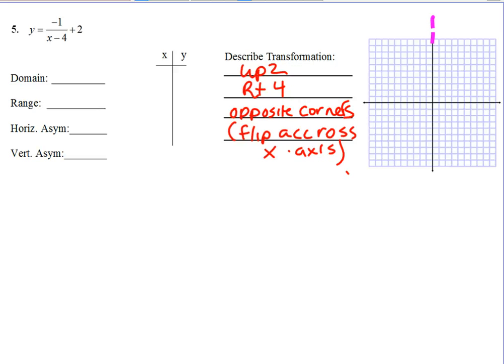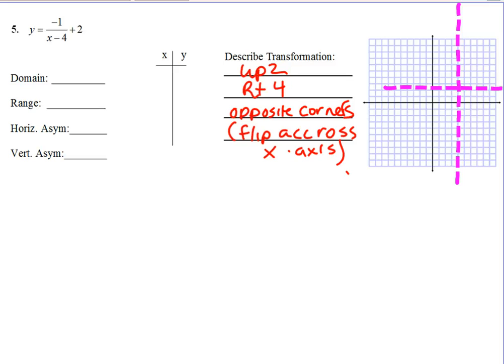Now let's think about that visually. This is where we start with our asymptotes if you are in a parent equation. This is 1 over x. But here, because of the plus 2, it's going to go up 2. And because of the minus 4, I'm going to go right 4. 1, 2, 3, 4. That's my new asymptotes, my new guidelines.